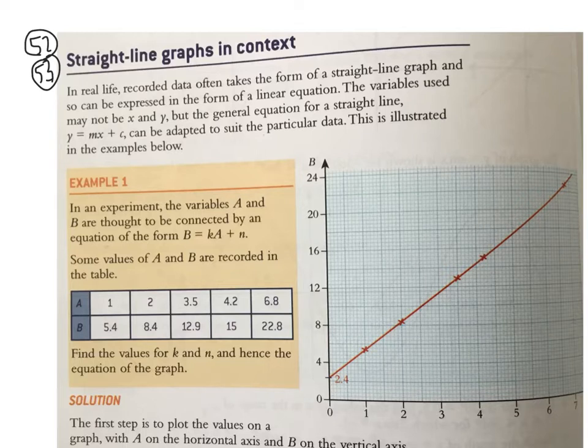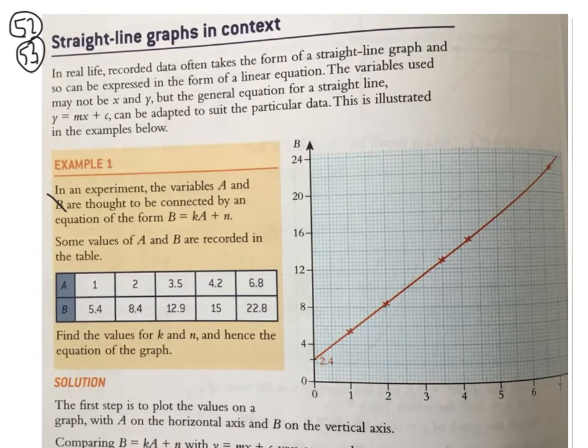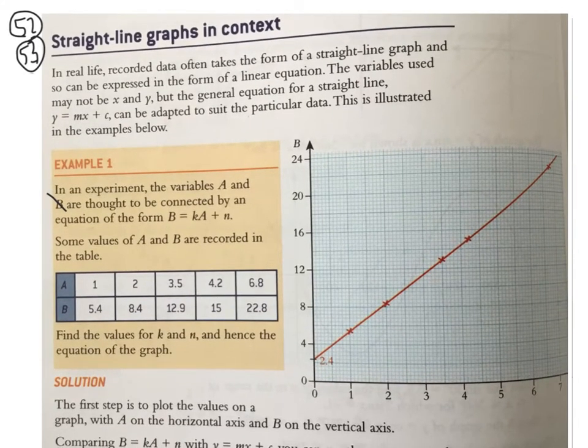So the video will take you through the examples that are in the textbook. They're useful examples, so if you want to follow on the video, they're also in the textbook. It's page 300 in the textbook I'm working from. So we have straight line graphs in context. In real life, recorded data often takes the form of a straight line graph, and so can be expressed in the form of a linear equation.